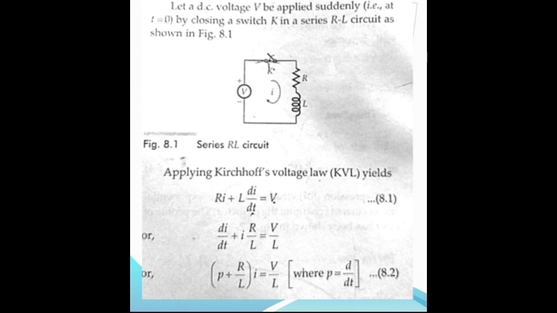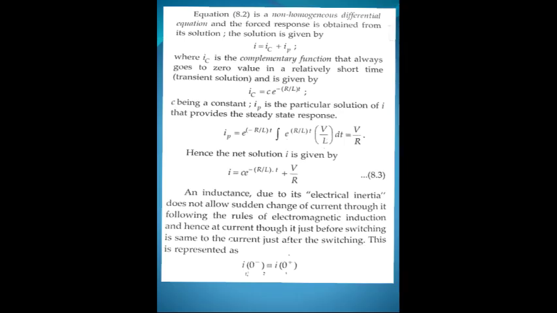This equation is a non-homogeneous equation, so its solution consists of two parts, iC plus iP, where iC is the complementary function and iP is the particular solution. iC is given by iC is equal to C e to the power minus R upon L t, and the particular solution is given by iP is equal to e to the power minus R upon L t times the integration of e to the power R upon L t times V upon L dt.